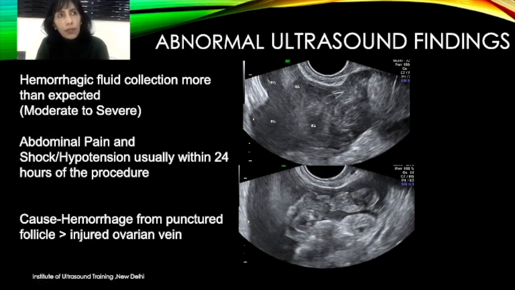Now, what can be the cause of the hemorrhage? Obviously, in most cases, it is just a punctured follicle. However, a rare possibility can be an injury to the ovarian vein. That has to be looked at very particularly, and you should be careful about these patients because this indicates there can be some trauma to some vessel around the area.